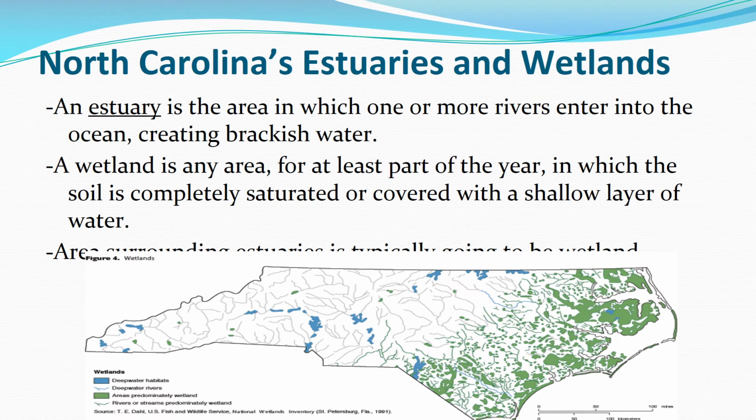So an estuary is the area in which one or more rivers enter into an ocean, creating brackish water. A wetland is an area where, for at least part of the year, the soil is completely saturated. So basically, the area surrounding estuaries is typically going to be a wetland. Of course, we live over here in this area, so we do have predominantly wetlands.